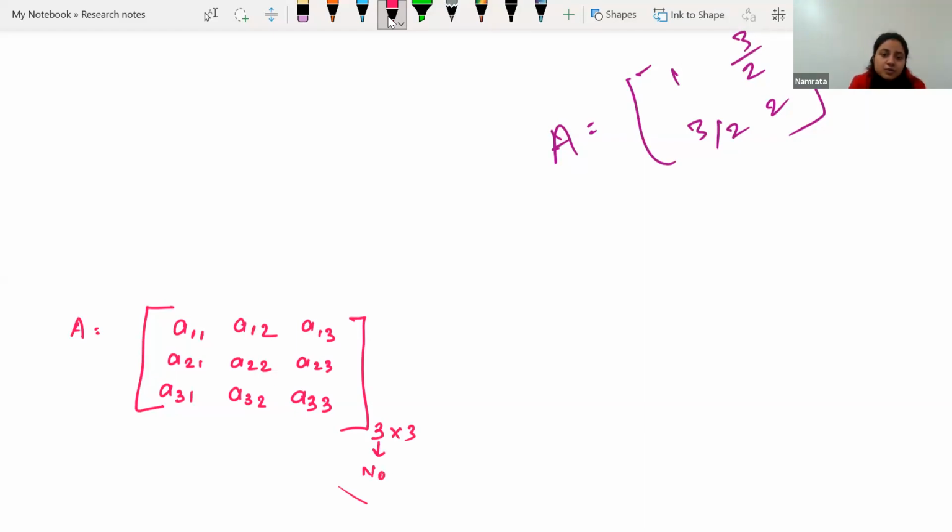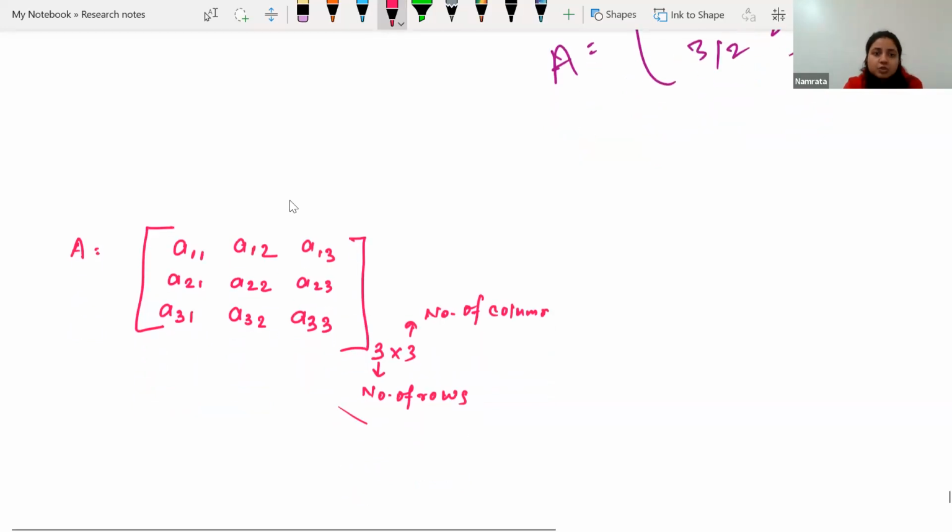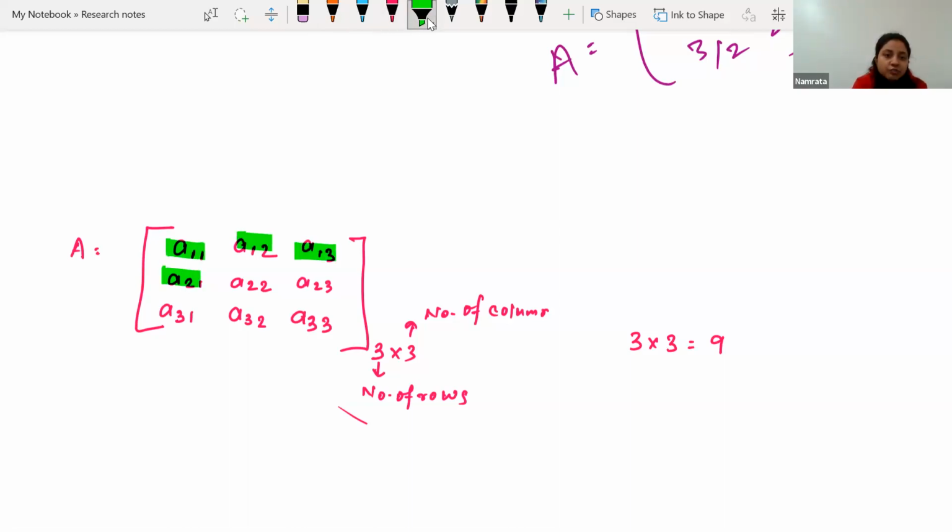This one represents the number of rows, and this one represents the number of columns. I believe this is a very basic concept. 3 cross 3 means when we do the multiplication, it will be 9. You can see here we have 9 elements: 1, 2, 3, 4, 5, 6, 7, 8, 9. So for an order m cross n, here m is 3 and n is also 3, when we multiply the given order, we get the total number of elements in the matrix.